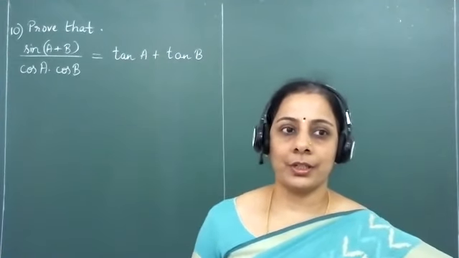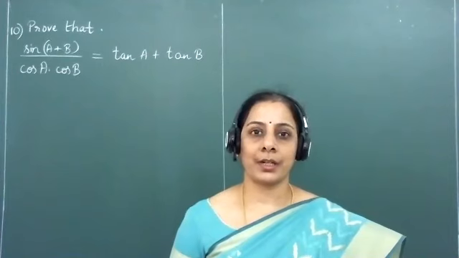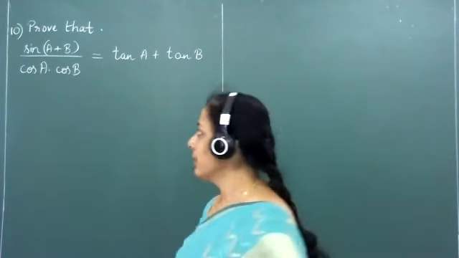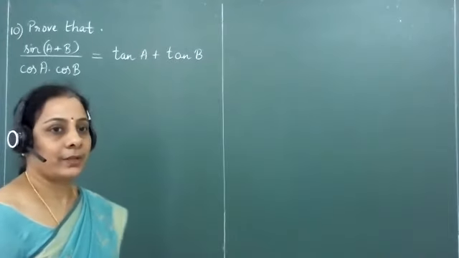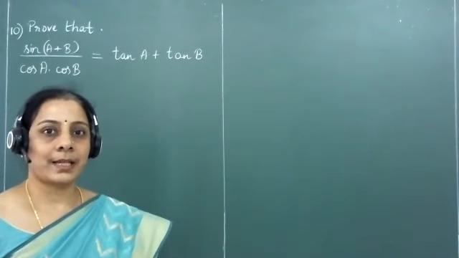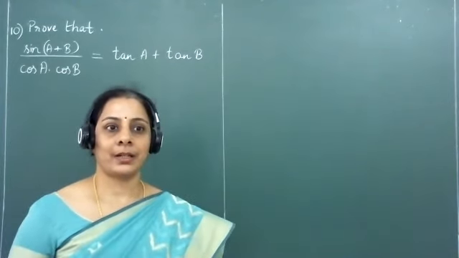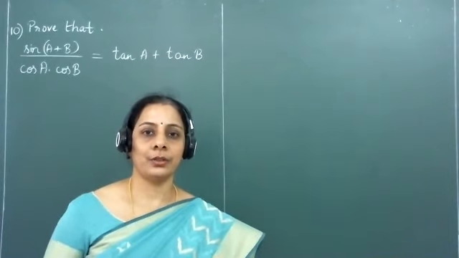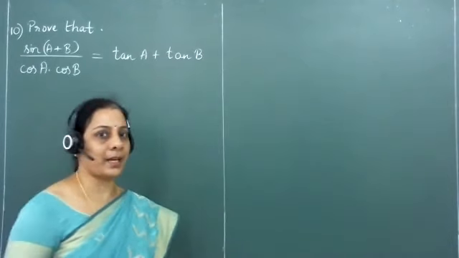In today's session, we shall be continuing ahead with problems on compound angles. Towards that, we have the first question to be proved. Prove that sin(a + b) divided by cos a into cos b equals tan a + tan b.